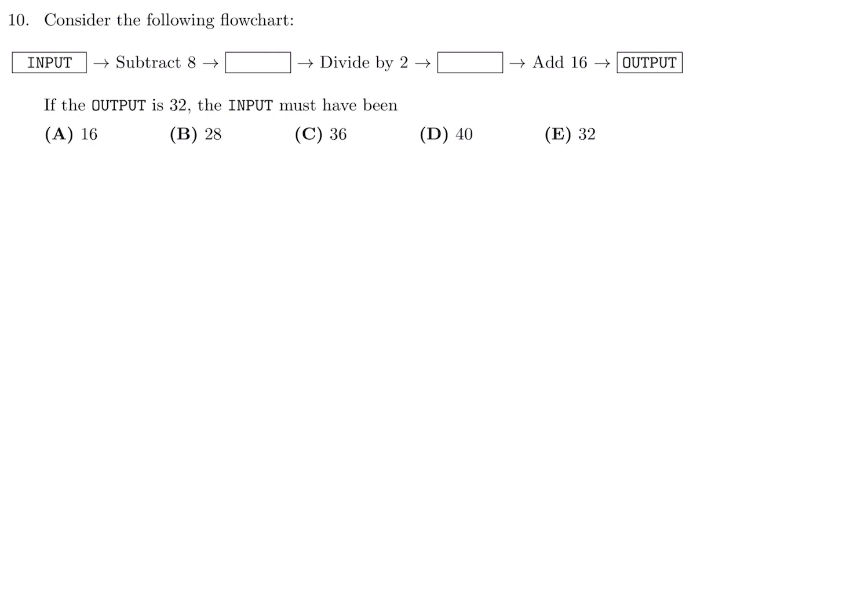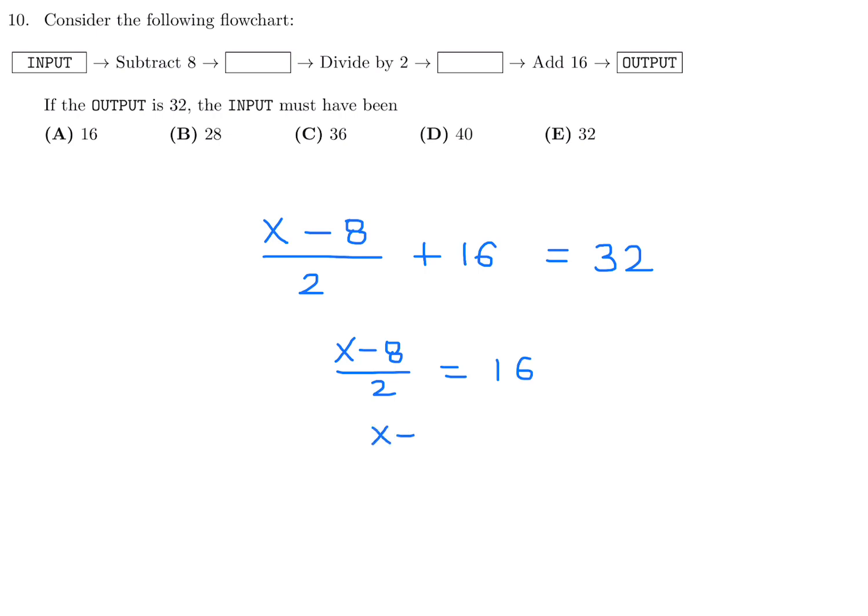Consider the following flowchart: input, subtract 8, divide by 2, add 16, output. If the output is 32, the input must be? Let the input be x. The first thing we need to do is subtract 8, then we divide by 2, and then we add 16. That becomes the output, and they're telling me that is 32. So this is the equation we have to solve. X minus 8 over 2 is 32 minus 16, which is 16. X minus 8 will be 32, and therefore x will be 40. And that is the input. So number 10, the answer is D.